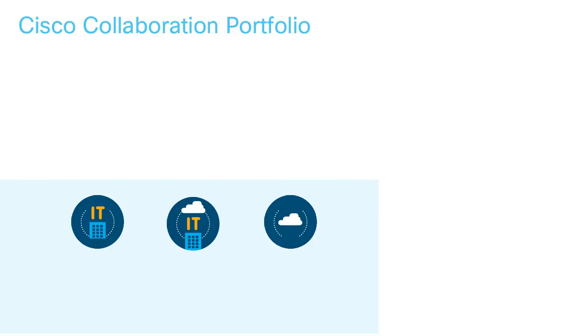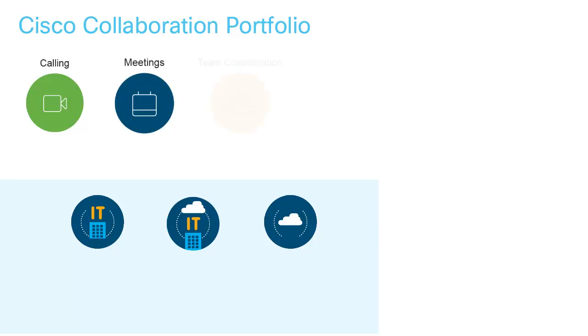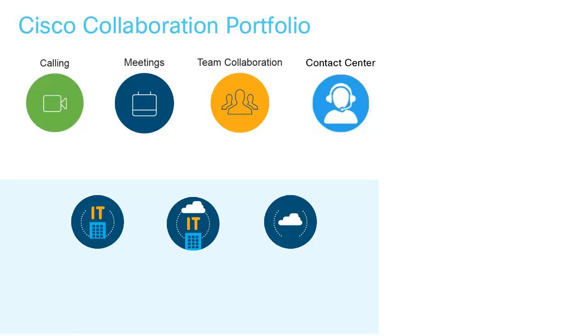Let's summarize the Cisco collaboration portfolio. This is what we are selling: calling, meetings, Teams, and contact center, all on a common platform. Wherever the customer is today, we can migrate the customer to the next step to achieve their business objectives. The customer can mix and match on-premises, hybrid, cloud, and hosted, and any combination of these environments. Hybrid services are critical to helping customers transition to greater flexibility.